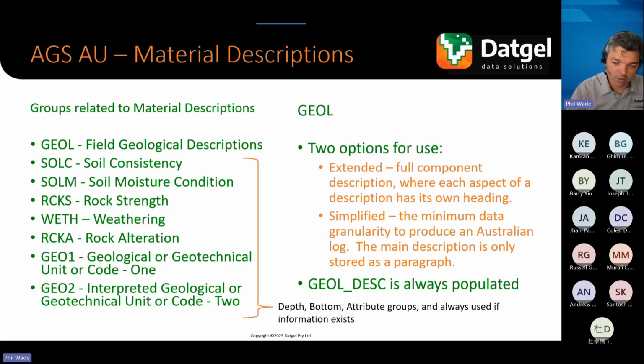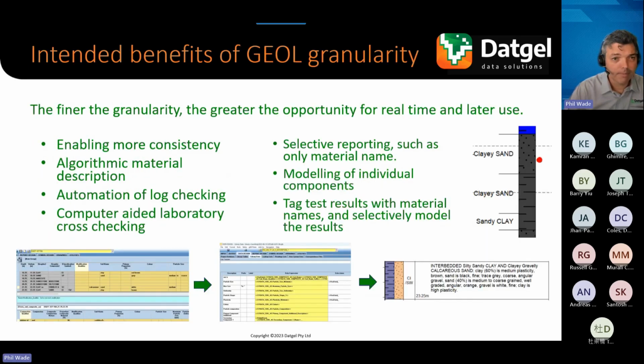Now, GL description is always populated when you create an AGS file. The benefit of this granularity is to enable more consistency in presentation of data. Because the program will create the data, it allows you to do calculations and analyze the information. It might help you do some automatic checking, and you can do selective reporting of the data. So you could grab the names of material at a certain test depth, like a lab test depth, something like that.